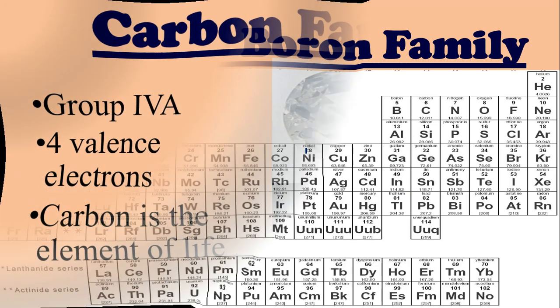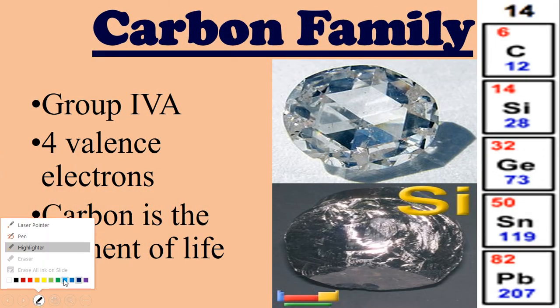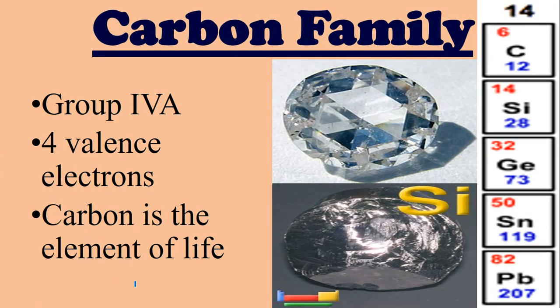All right, continuing on, the next family we're going to talk about is the carbon family. The carbon family is 4A. It has 4 valence electrons. It's also that plus or minus 4 oxidation number family. And carbon is one important element in here. Carbon is the element of life.